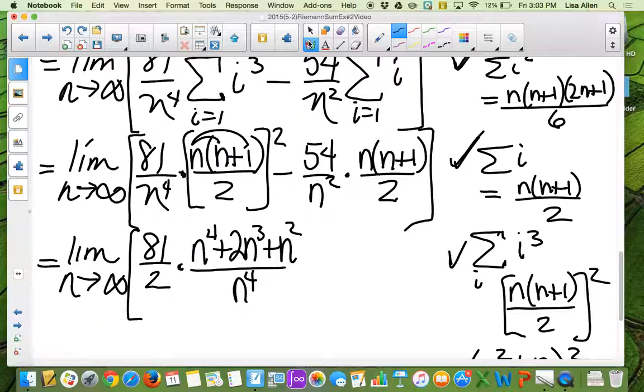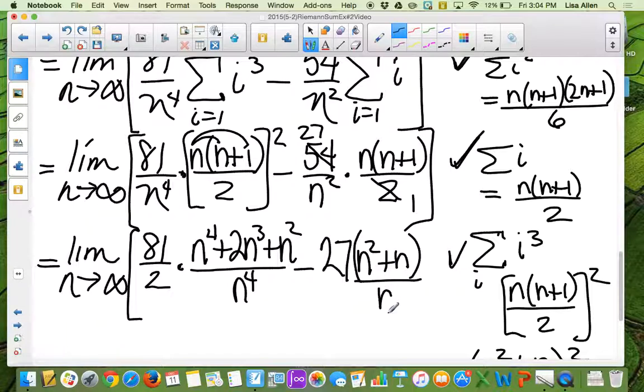Now, some of you are reflecting back on chapter 4 with limits at infinity, and you'll get this answer right away. The 2 goes into 54 27 times, so I now have 27. And then I have n squared plus n, and then that would be over, I'm just going to put the n squared underneath that.